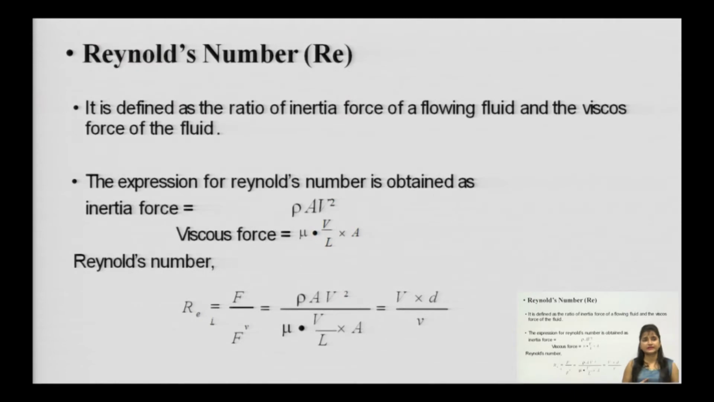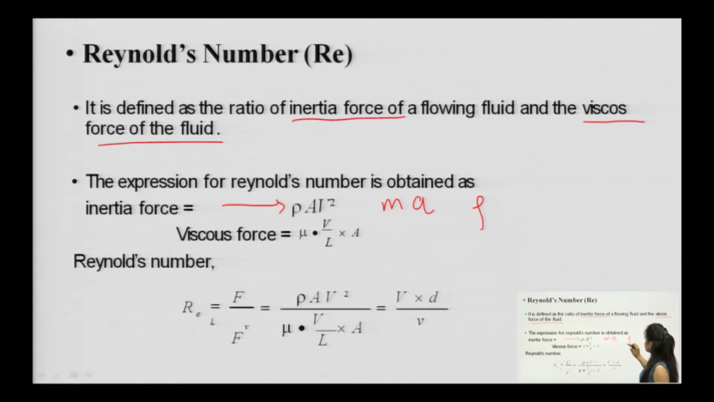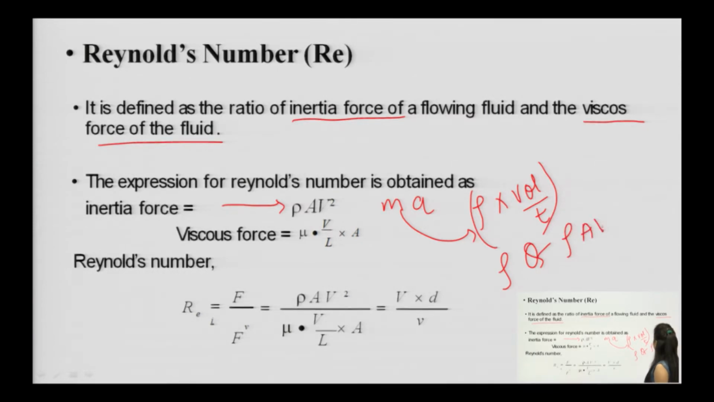Reynolds number is defined as the ratio of inertia force of the flowing fluid and the viscous force of the fluid, and you can see that inertia force can be written as mass into acceleration. Mass can be written as rho, density, into volume, and volume per unit time will be nothing but density into discharge, and discharge will be nothing but A into V.